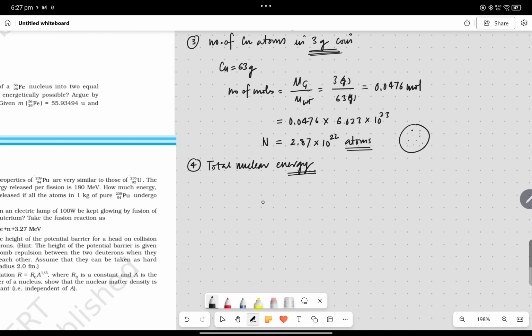Now you don't have to do anything. You have to just multiply this number with the binding energy per atom that we got. Just multiply this, right? So E total, you have to multiply that binding energy by 2.87 into 10 to the power 22, and that is going to be the total binding energy, 1.58 into 10 to the power 23 mega electron volt, right? So this is your answer. Okay, this is your answer.